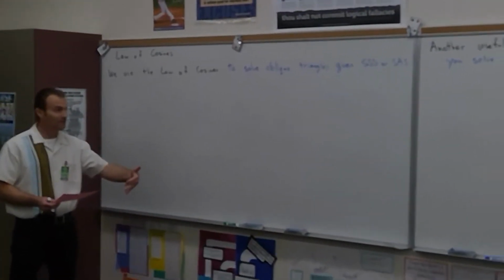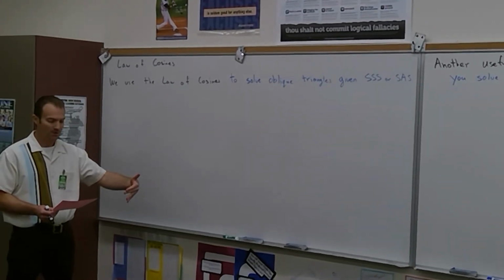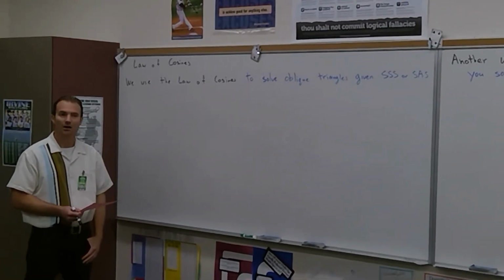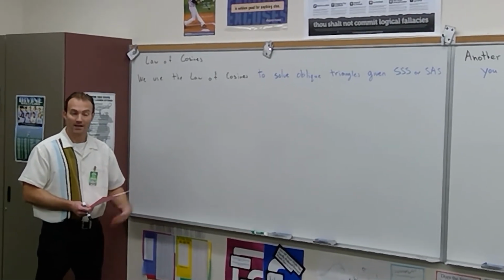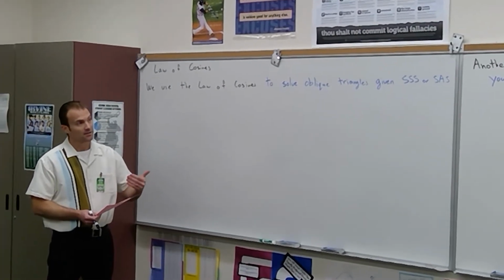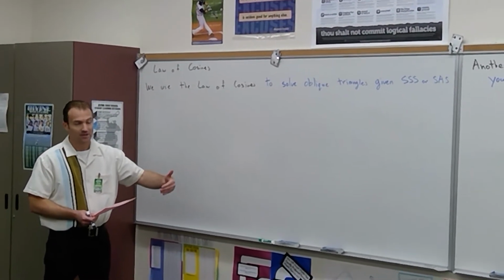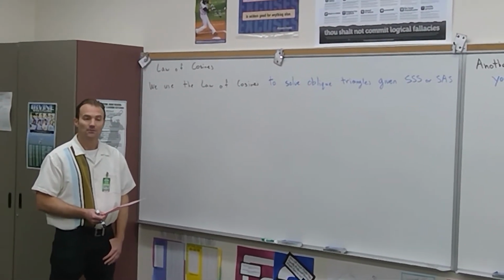This lesson is covering 5C.5. The topic is law of cosines. After the warm-up, you ran into some triangles that you couldn't solve with law of sines. Yet side, side, side, and side, angle, side can be solved. They can show congruency using law of cosines.